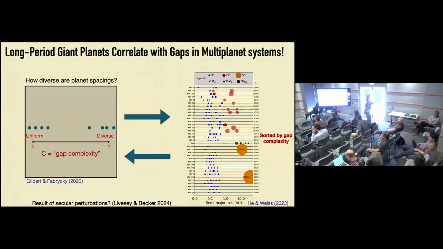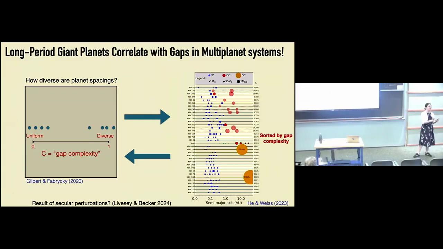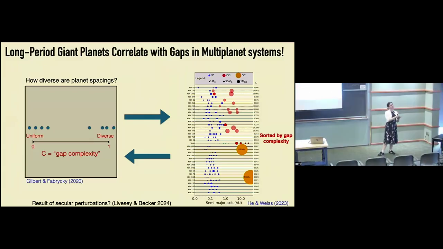So the ones that have the giant planets tend to have high gap complexity among their multiple inner transiting planets. Now, there were some systems where we found a giant planet, but there were only one or two transiting inner planets, and you can't measure a gap complexity in a system like that. So I don't know what to tell you about those.